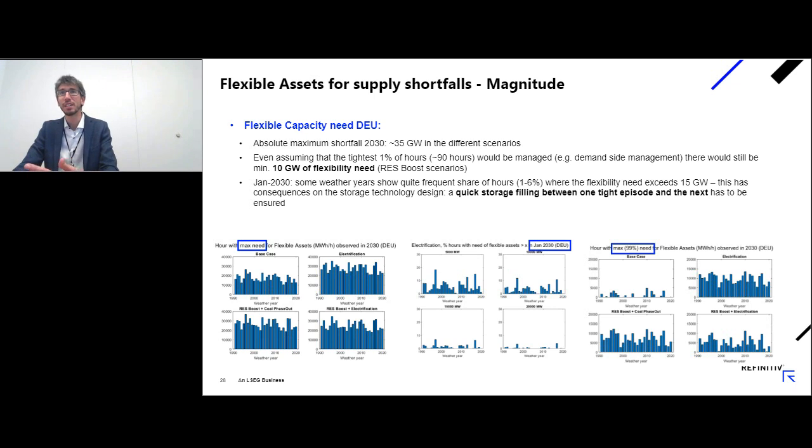So even assuming that the tightest 1% of the hours across a year, which means roughly 90 hours, can be managed by some demand-side management, and even if you remove that, so you take the 99th percentile, which is the one that you observe here in the bottom right, then you are still left with, under this REST boost plus electrification scenario, which is probably the most likely scenario according to the new plan, a flexibility need across different weather scenarios larger than 10 gigawatts, so between 10 and 12 gigawatts in Germany, assuming that you can handle these extreme peak loads of 30 or 35 gigawatts that you observe in 1% of the hours.